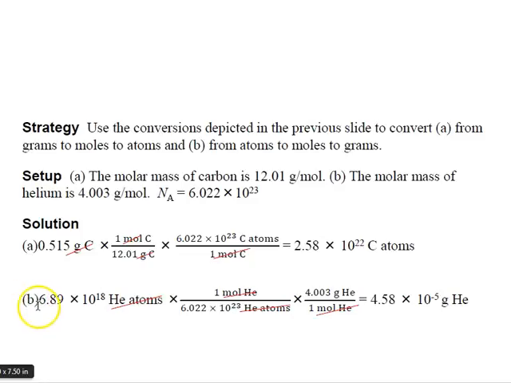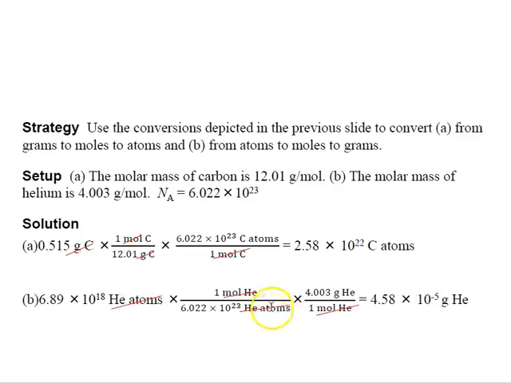For part B, we're going to use a molar mass of 4.003 grams per mole. That comes right from the periodic table. So we start with the number of atoms of helium, which is 6.89 times 10 to the 18. And this time we have the inverse from above, and the reason is so that we can cancel out our atoms. Avogadro's number goes with the individual components, in this case atoms. It could also be molecules or particles, as mentioned on that last slide.